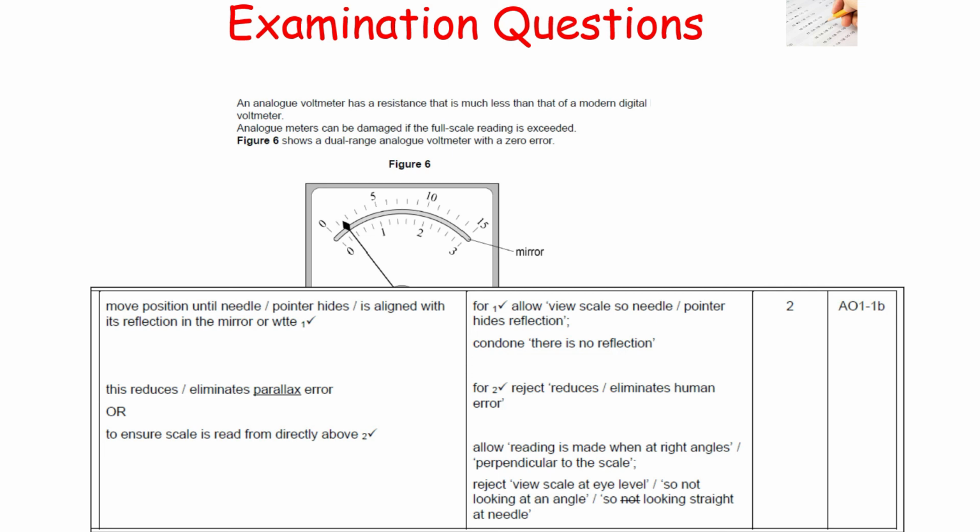So you move the position until the needle is aligned with the reflection in the mirror. So we therefore know we're looking at it dead on. Now why do we want to look at it dead on? We want to look at it dead on to reduce the effect of parallax error, because parallax error is when you don't read the scale directly from above, you're looking at an angle. Well, it can't be at an angle if the reflection in the mirror is in line with the actual needle pointer.